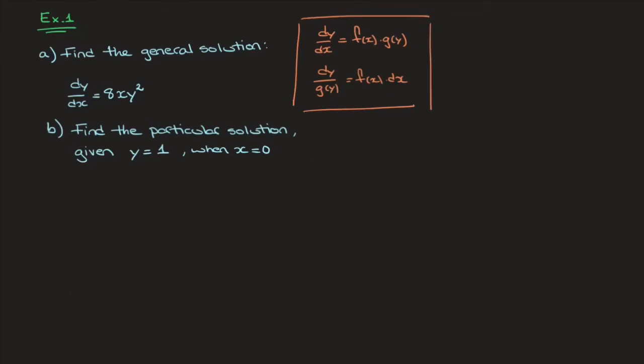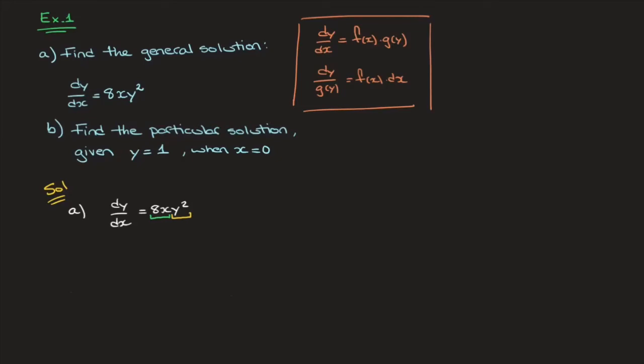We need to find the general solution to dy/dx, which equals 8xy squared. So if I go ahead and write solution, looking at dy/dx equals 8xy squared, and comparing this to the generic differential equation we have here, we quickly see that we can think of the right-hand side as being a function of x, this 8x here, multiplying a function of y. So we can separate the variables.